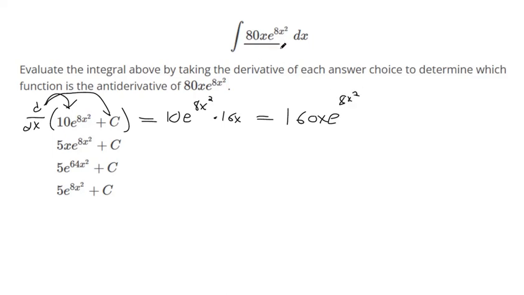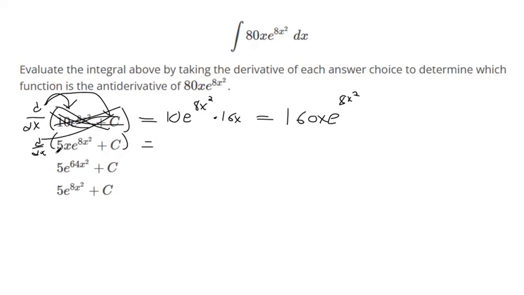Right? So that's not this original function. This is not the antiderivative. When we took a derivative, it didn't turn back into this. So we'll do the same thing here. We'll take a derivative of this. If it turns into this, then we found our antiderivative.